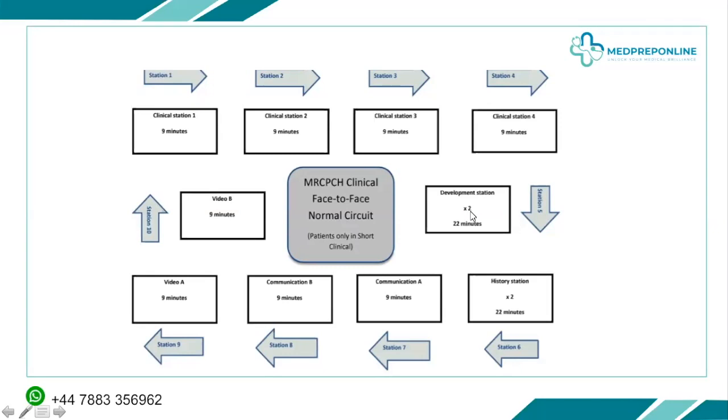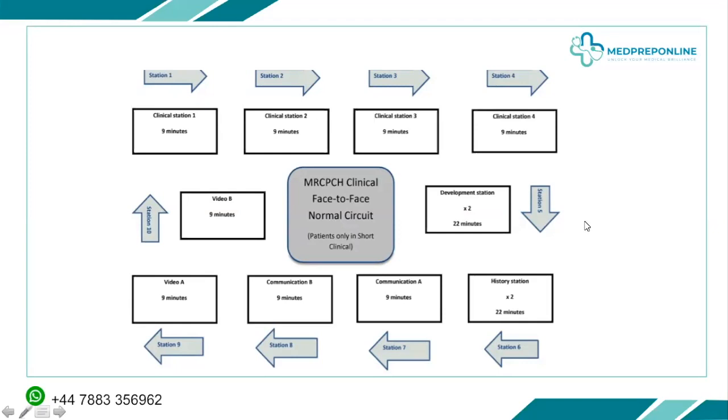Here it is written 2. The 2 means that there are 2 stations going side by side. One is labeled blue and the other is red. So the developmental scenario that came on the same day for the morning session, let's say, will be the same in the blue and the red. However, the examiners will be different.